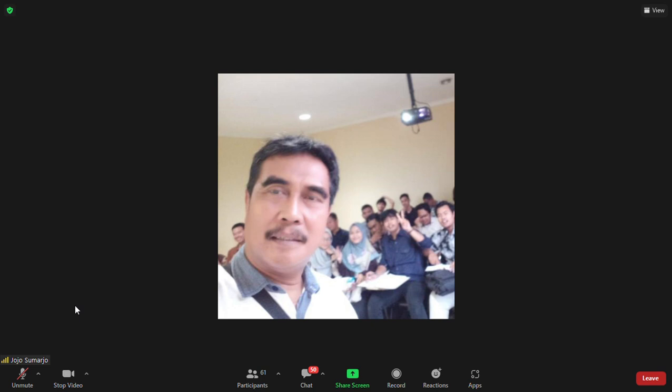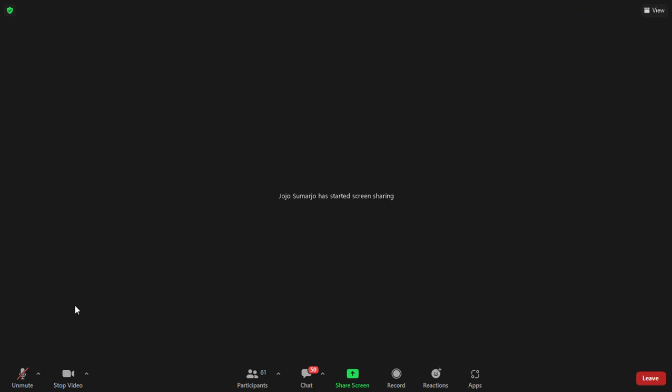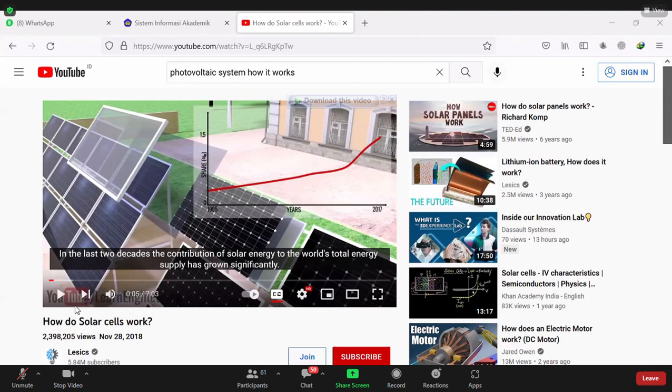Nah, ini ada ya. Kelihatan nggak? Tadi siapa yang bertanya tentang solar cell? Prinsip kerja solar cell. Saya, Pak Raihan. Oh, kelihatan nggak?